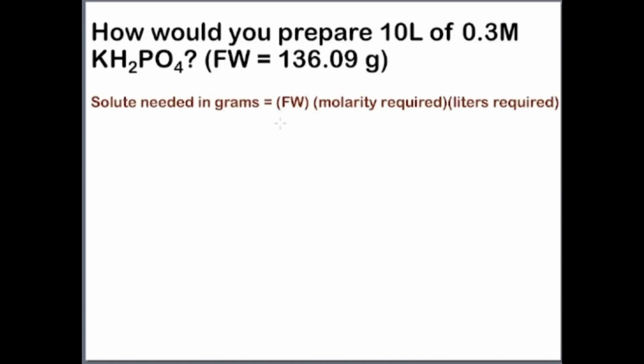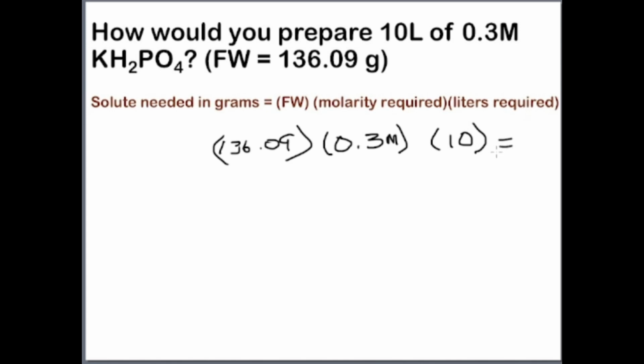Okay, let's start with the first one. Again, we have the same equation that we had before. This is our handy dandy formula. So again, we're going to substitute into it 136.09 times the molarity required, which is 0.3, times 10, because we want 10 liters. And it's going to equal 408.27 grams. And again, we would bring it to a volume of 10 liters.